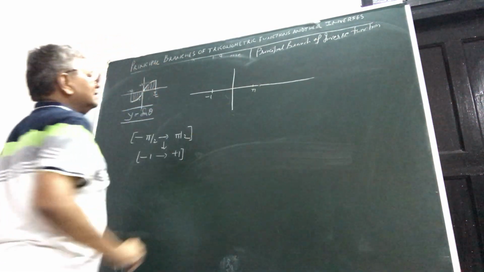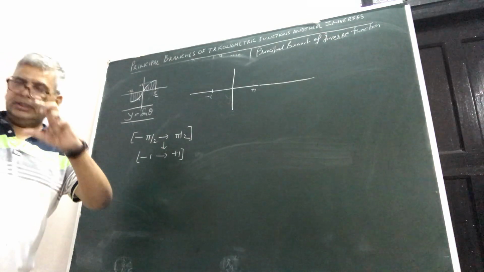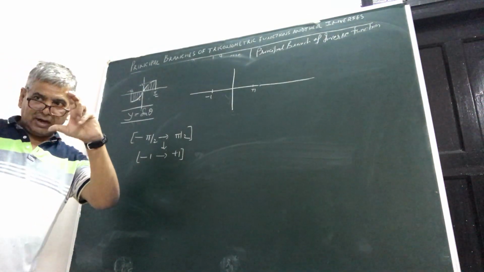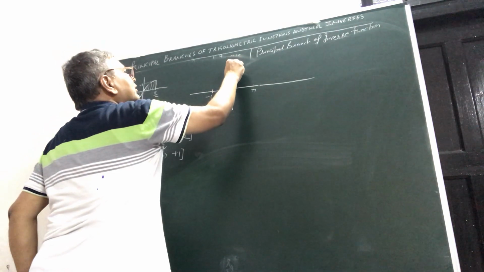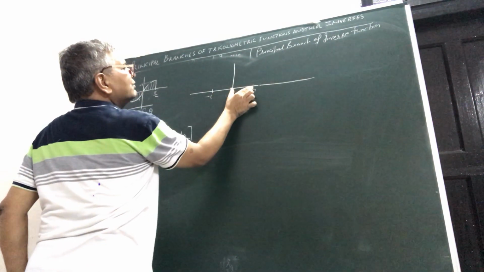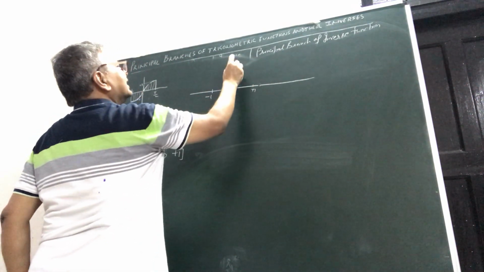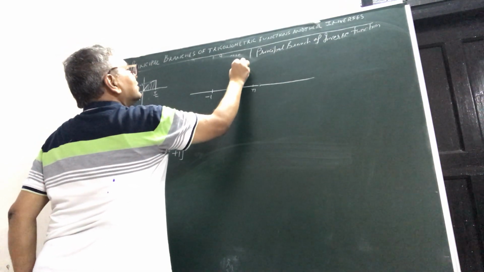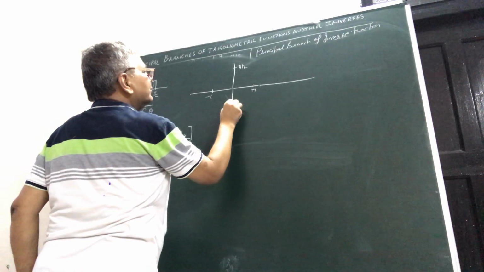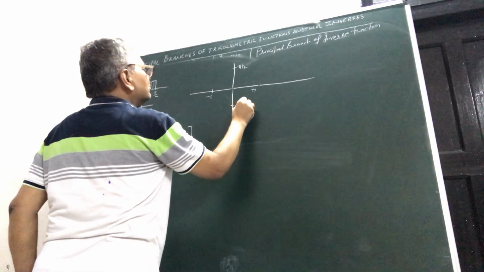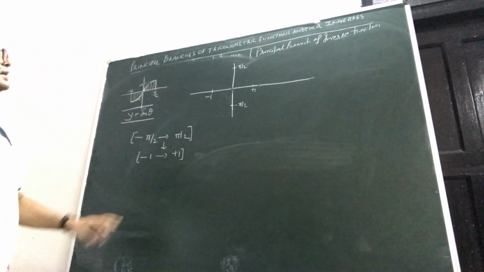Now as I said, the value of pi by 2 is somewhat larger than 1. So the mark corresponding to pi by 2 will be somewhat beyond, since this is 1, so we have to take a distance greater than this. So let this be pi by 2 and let this be minus pi by 2, the minus pi by 2 mark. And then the rest of the thing is simple.